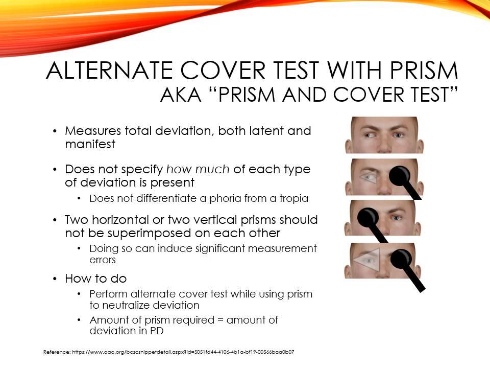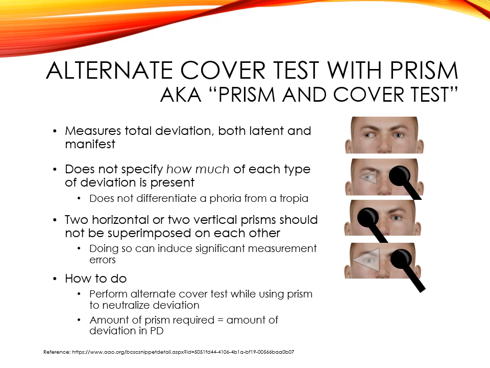To perform the alternate cover test with prism, you must first disassociate the eyes and break binocular fusion. Once this is done by covering one eye, the amount of deviation is measured using prisms to eliminate the eye movement as the cover is alternately switched from eye to eye. It may be necessary to use both horizontal and vertically placed prisms. The amount of prism power required is the measure of deviation.